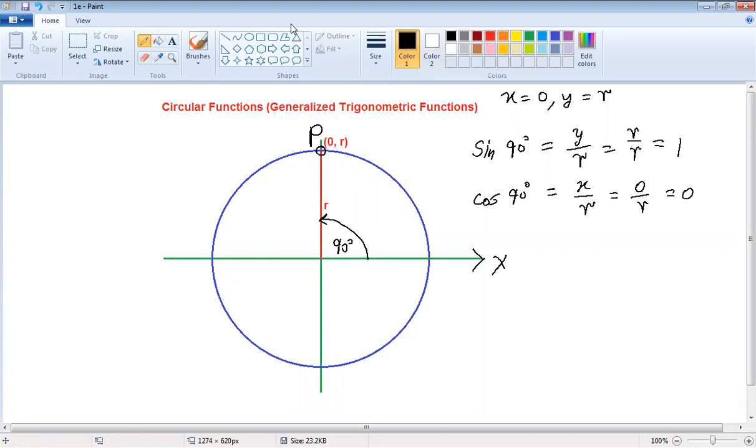So yes. We can find even more things, like tan of 90 degree is equal to, as we have defined it, y coordinate upon x coordinate. That means r upon 0. But division by 0 is not allowed. So this is not defined.